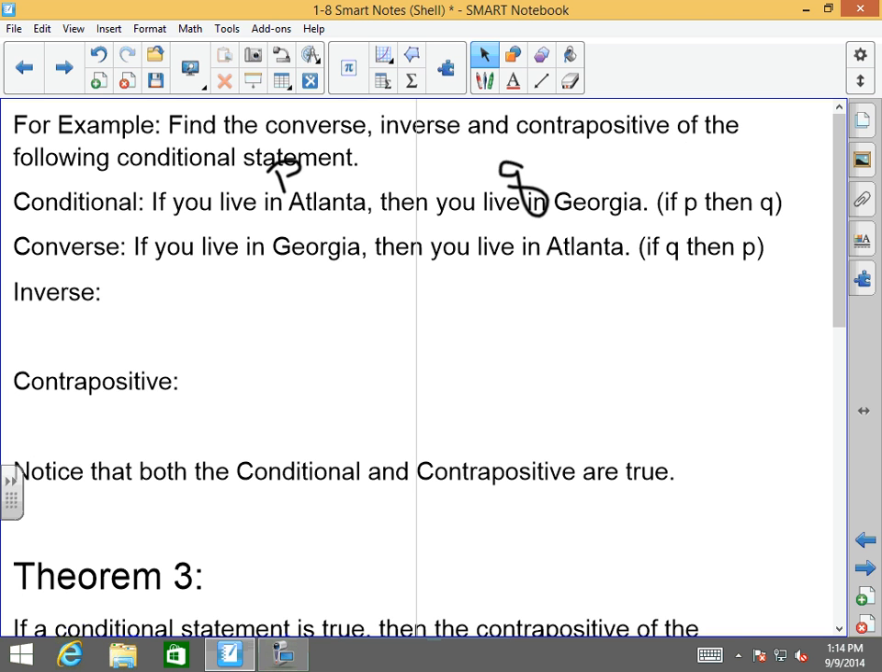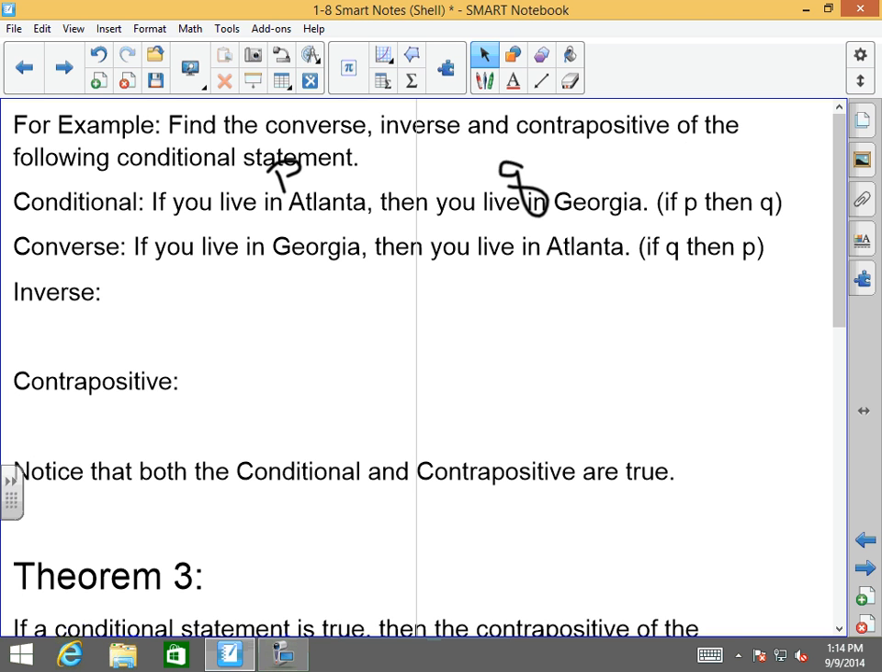Is that necessarily true, though? Good. Just because you use the converse, that does not mean that the converse is always true. Even if the conditional is true, the converse is not necessarily going to be true. There are other cities in Georgia other than Atlanta.